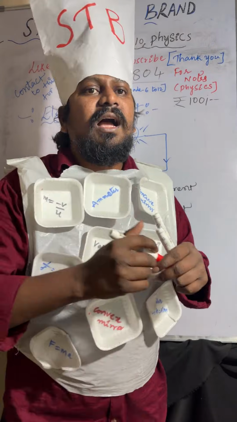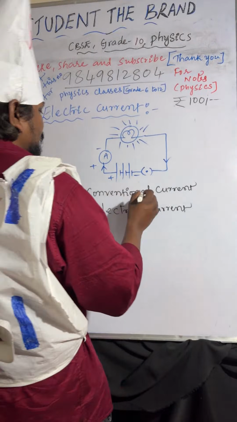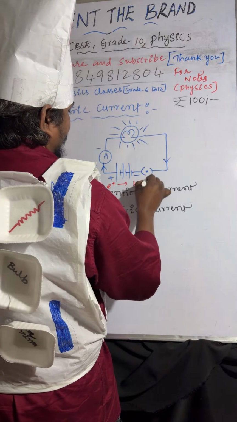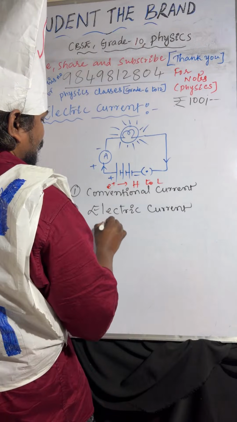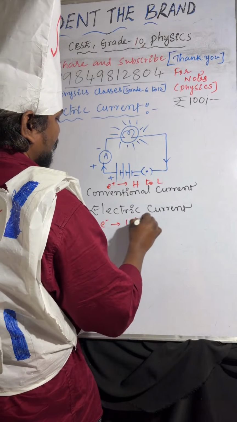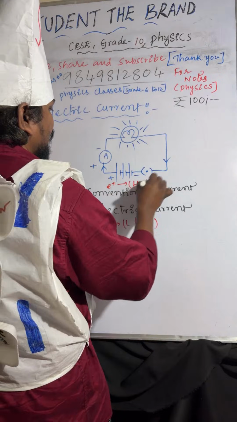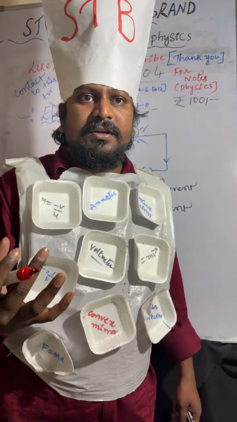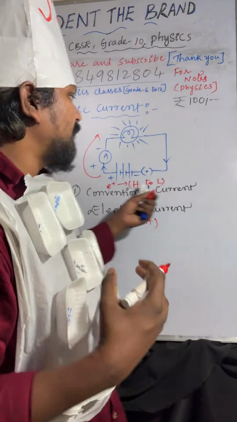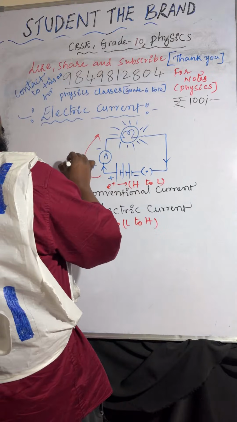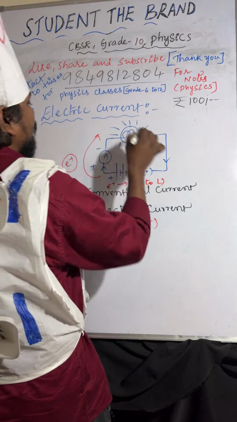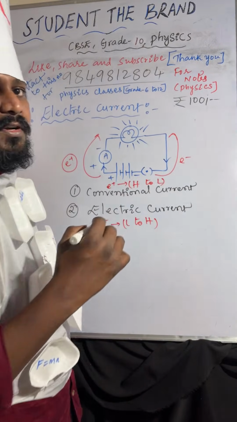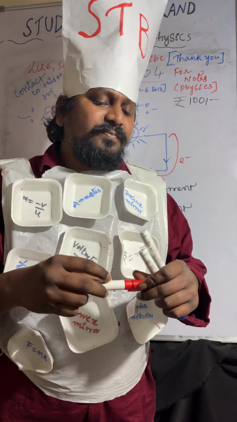Low potential to high potential. So you can see here, positive charges are moving from high potential to low potential, whereas electrons are moving from low potential to high potential. The positive plate has high potential, and the negative plate has low potential. So positive charges move from high potential to low potential, whereas electrons move from low potential to high potential.